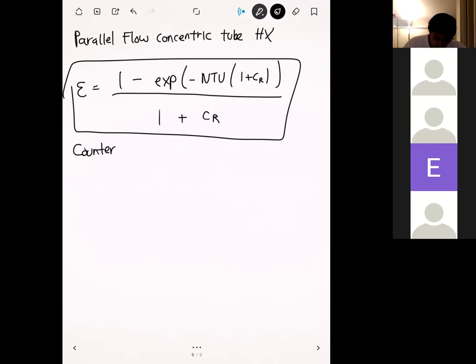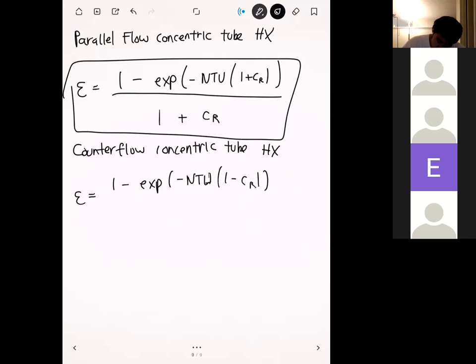And then next we have the formula for the counterflow concentric tube heat exchanger. And this is epsilon is equal to 1 minus exponential of minus NTU times 1 minus CR, divided by 1 minus CR times exponential of minus NTU times 1 minus CR.